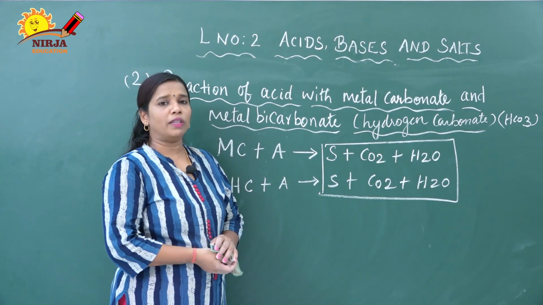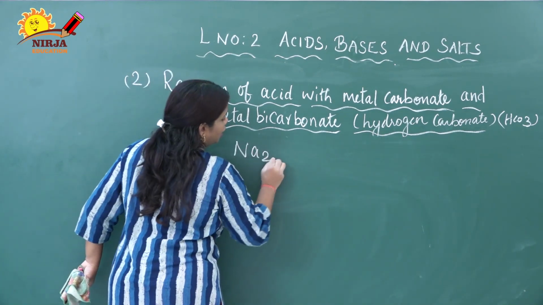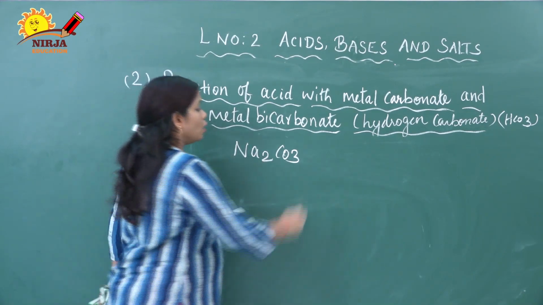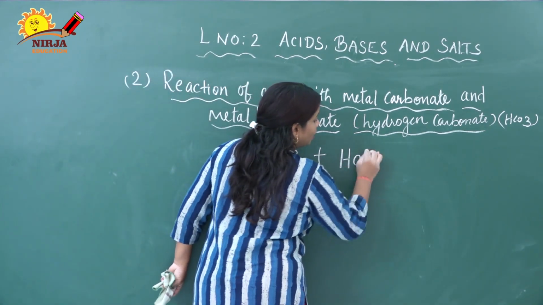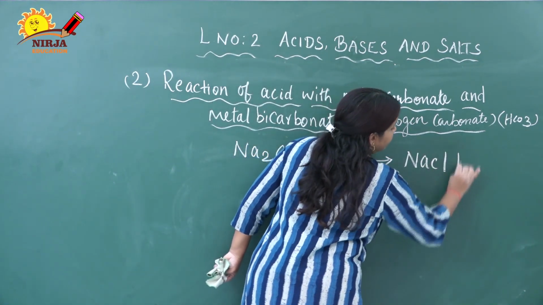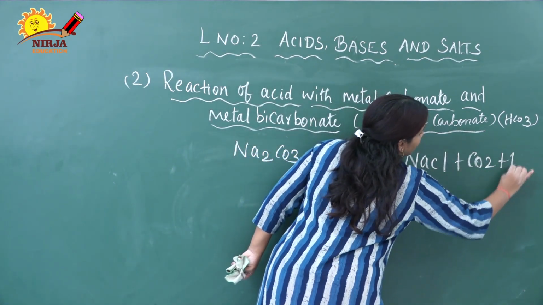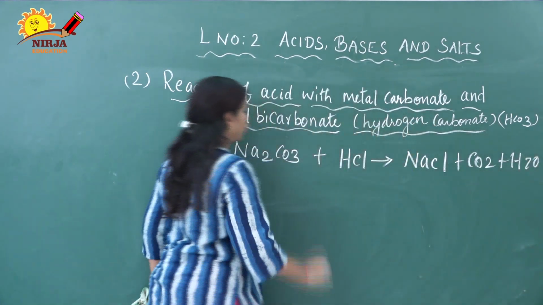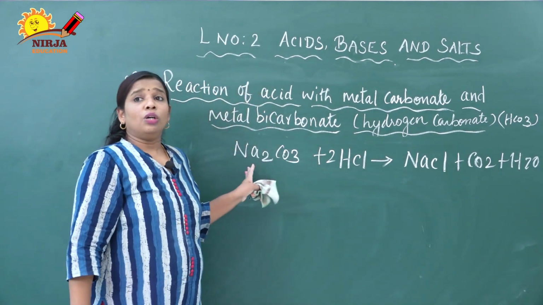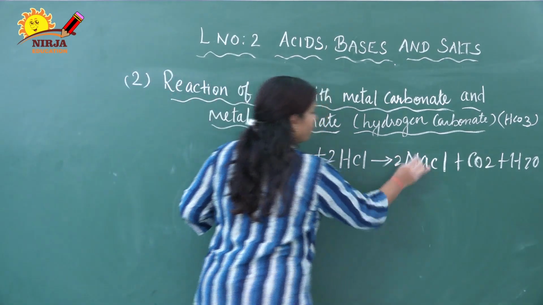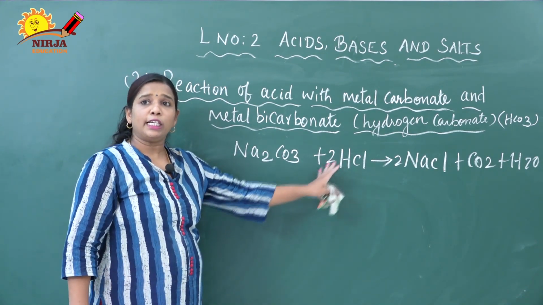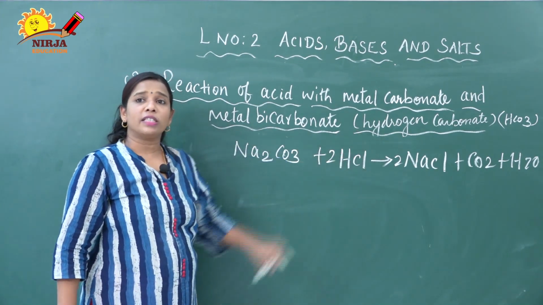Now we are going to solve the examples. Na2CO3, that is called sodium carbonate. Sodium carbonate reacts with hydrochloric acid, it produces NaCl plus CO2 plus H2O. Here we have to balance the equation. So this is the first reaction. When metal carbonates react with acid, they produce salt, carbon dioxide and water.